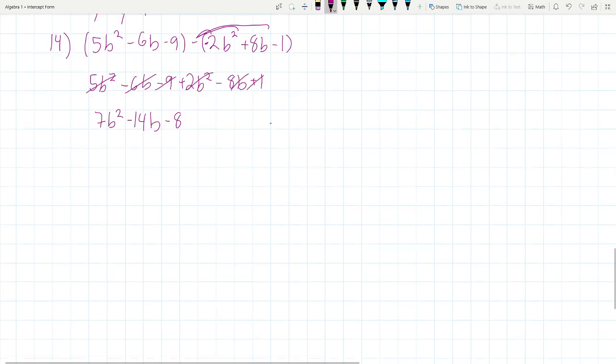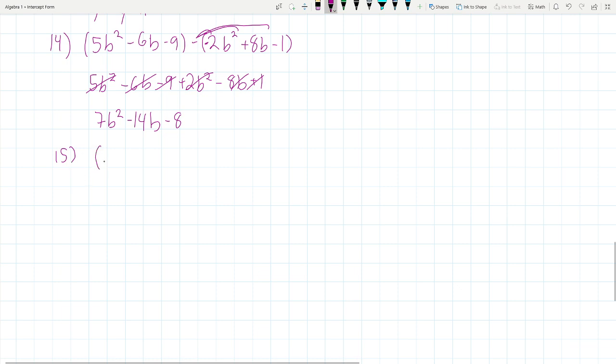That's kind of hard to do with people looking at your notes afterwards because they're like, why'd you cross those out? But if you just get in that habit as you're going through, it'll really help you out a lot. All right, number 15 asks us to describe and correct the error in finding the sum.